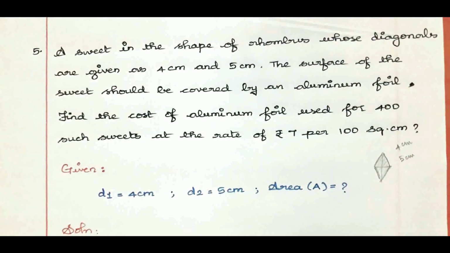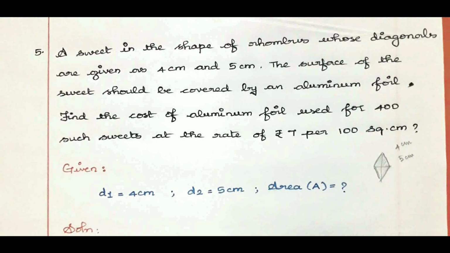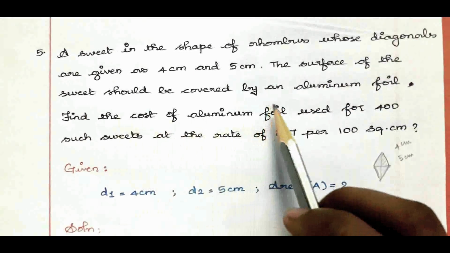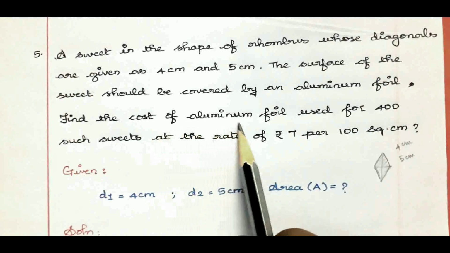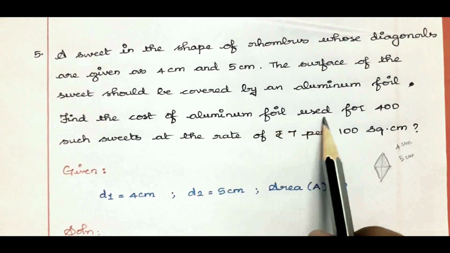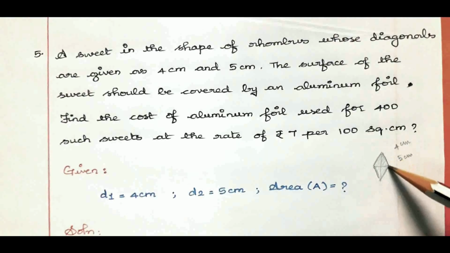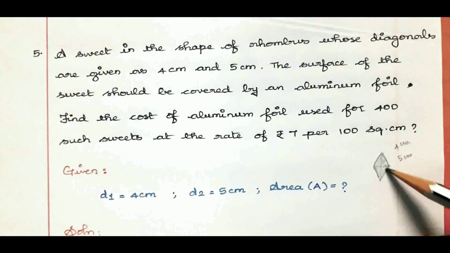Here, since the given are diagonals, we are going to use the formula half into d1 into d2 square units. Clear? And next, the surface of the sweet should be covered by an aluminum foil. Find the cost of aluminum foil used for 400 sweets. So each sweet will be covered on one side with aluminum foil.